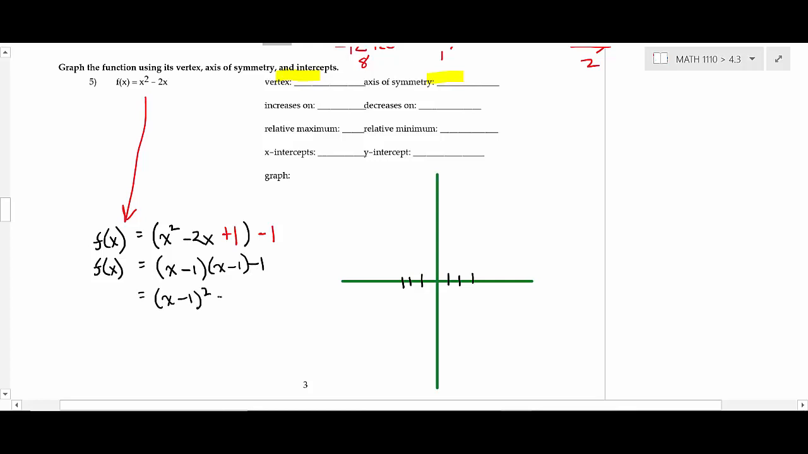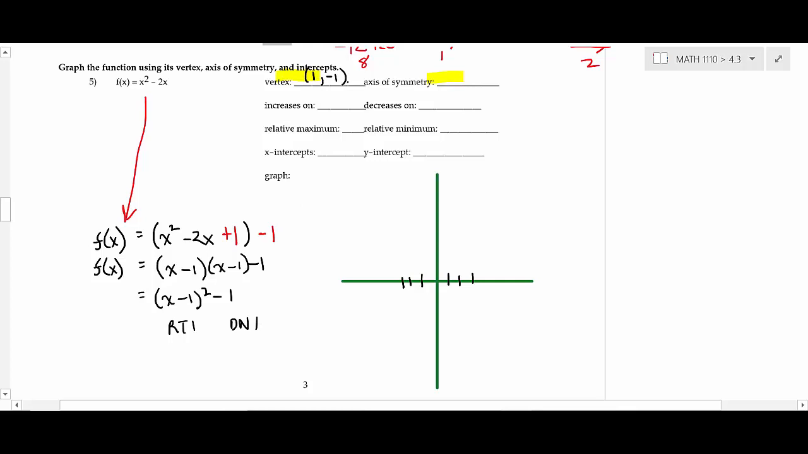So have you got your standard form? You got that? (x − 1)² − 1. Okay, so what's the vertex? 1, negative 1. That's to the right 1, and that's down 1. So that should be (1, −1).